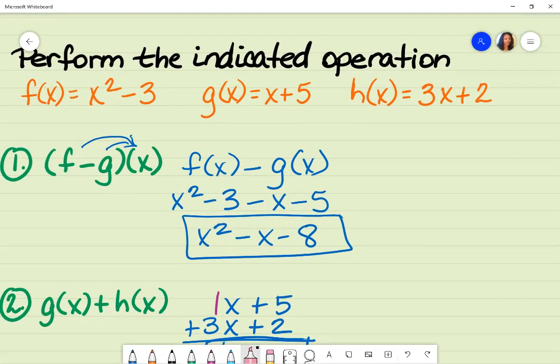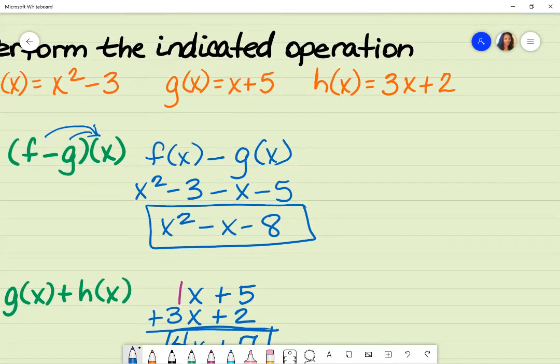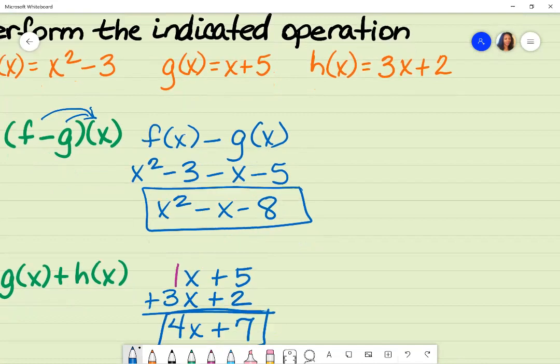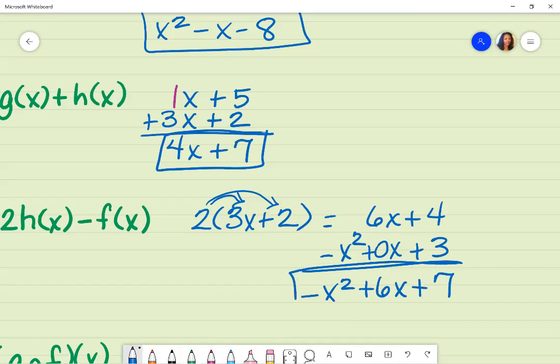meaning everything that's in f of x now changes sign. So instead of positive x squared, it's going to be a negative x squared. Let's go ahead and write that down. And I'm lining it up with like terms if there's something there. Instead of a negative 3, it's going to be a positive 3. It's the opposite sign when there is a negative sign in front of the function. Now I add down. I have a negative x squared. If you wanted to, you could put a 0 placeholder. It's not required. 6 plus 0 is 6x, and then 4 plus 3 is 7. That's your answer.